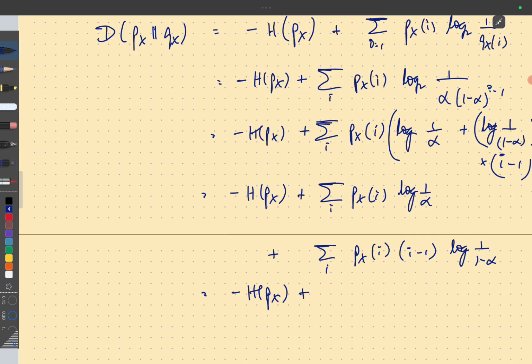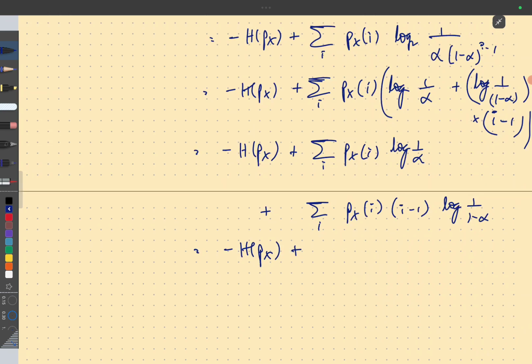What is the second term over here? It's log 1 by alpha, right? Plus, what happens to the rest? It's log 1 by 1 minus alpha times, I have summation over I of I Px of I, which is expectation of x with respect to Px, which is nothing but mu, minus 1.